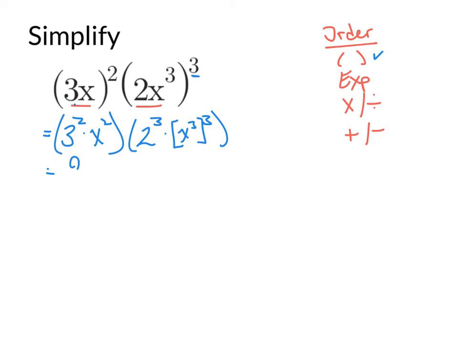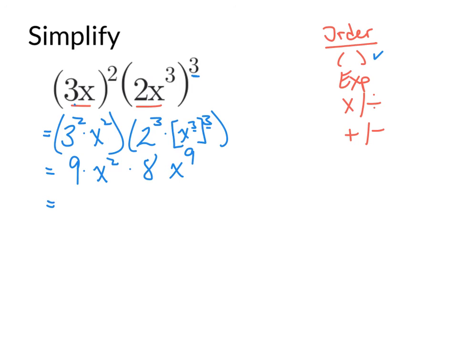3 squared is 9, x squared is x squared, 2 to the third is 2 times 2 is 4, times 2 again is 8, and then x to the third, power to a power, we multiply them together and get x to the 9th. Okay.